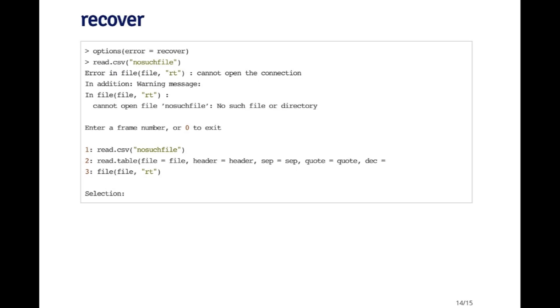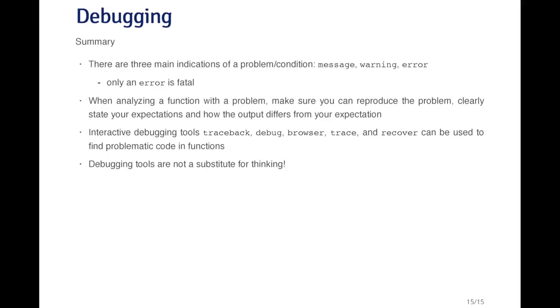Okay, so just to summarize really quickly, there are basically the three main indications of some sort of problem or condition: the message, warning, and error, and of the three, only the error will stop execution of the function. When you're analyzing a function that you think has a problem, make sure you can reproduce that problem, and make sure you can articulate what your expectations are and how the output differs from what you were expecting.